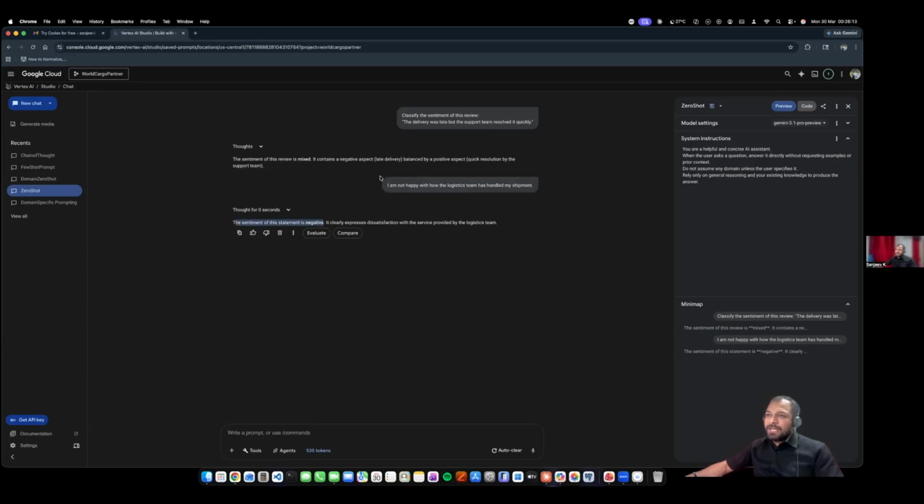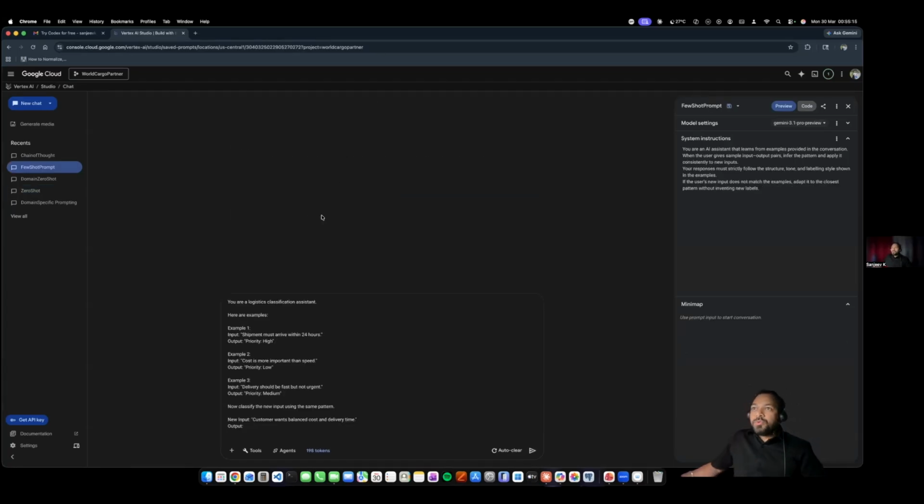If you can notice, I did not ask the model to classify the sentiment of this review. It knows that the user is trying to classify the sentiment, and when the user input was given, it has directly classified it, and it came back with the answer.